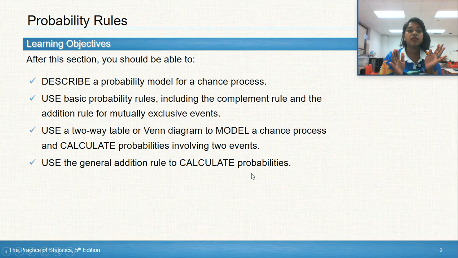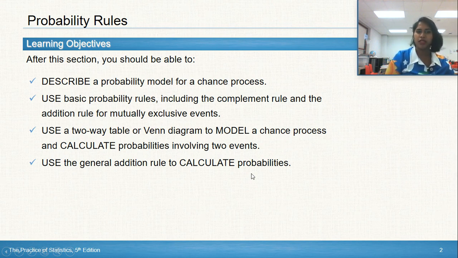So here are your learning objectives, what you should be able to do, not necessarily by the end of this video, but by the end of our in-class day regarding this, and we'll go over some questions in class. Can you describe a probability model for a chance process? This is going to be different than our simulation model, and we'll learn a little bit on how to create a probability model using basic probability rules. We'll understand what the complement rule is versus the addition rule. We're going to have a visual representation of both of those as well.